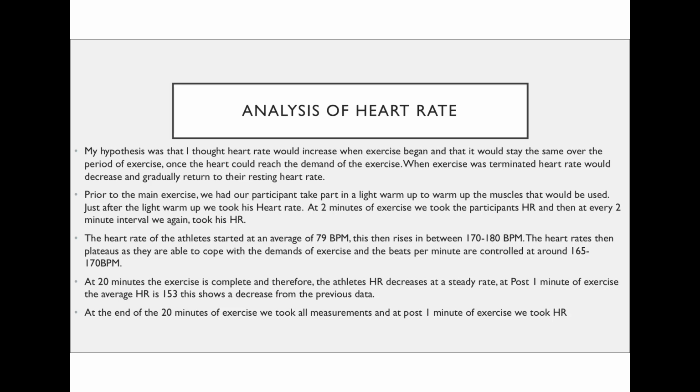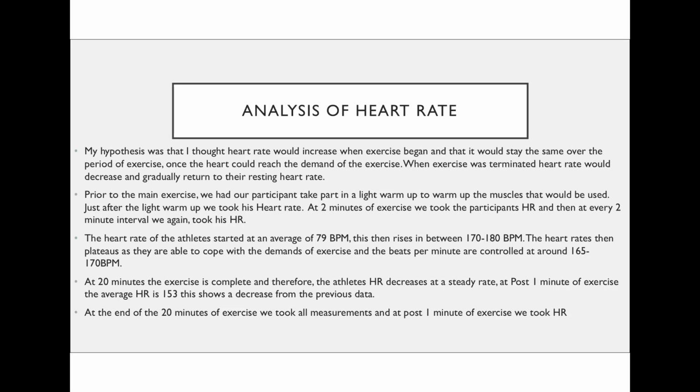The heart rates then plateau. They are able to cope with the demands of exercise, and the beats per minute are controlled at around 165 to 170 beats per minute. At 20 minutes, the exercise is complete, and therefore the athlete's heart rate decreases at a steady rate. At post 1 minute of exercise, the average heart rate is 153. This shows a decrease from the previous data.